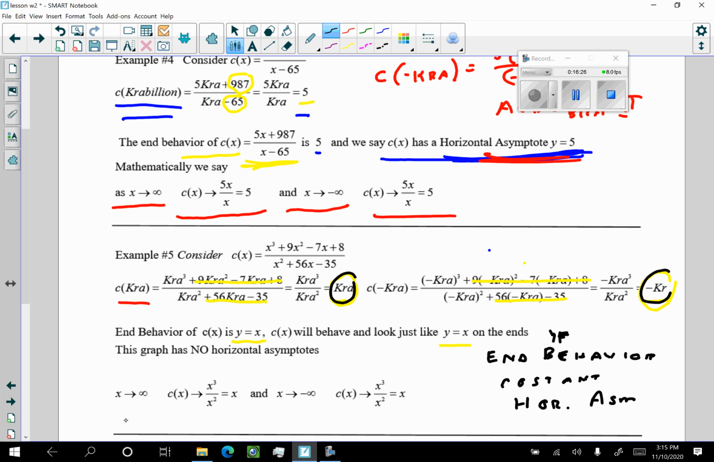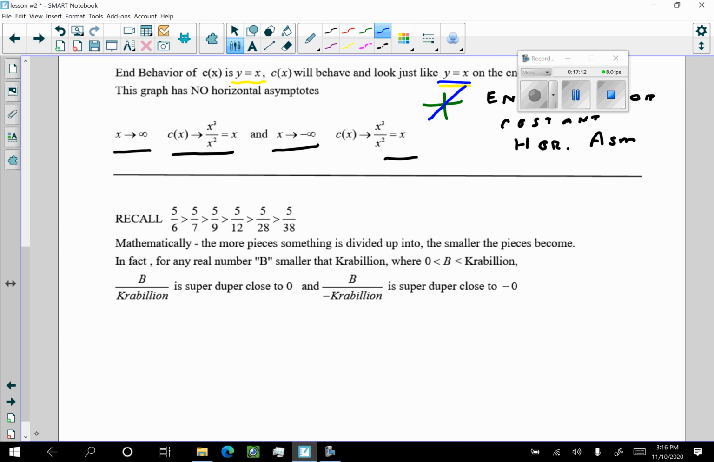And going back to this example, we say as x goes to positive infinity, this function goes to x. Why? Because x cubed over x squared is x. As x goes to negative infinity, we get x cubed over x squared, which is x as well. And keep in mind, this guy looks positive, but he's not positive because I'm going to negative infinity. And don't forget what y equals x looks like. Y equals x looks like this. And that's what this graph is going to look like on the ends. It's just going to look like y equals x on the end. Let's see if we have another example here.